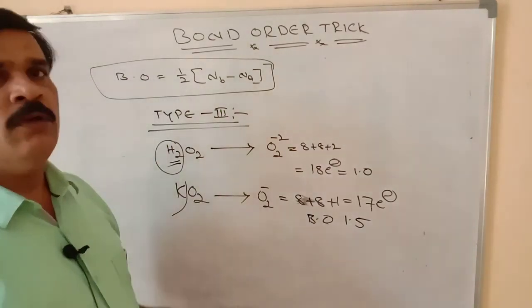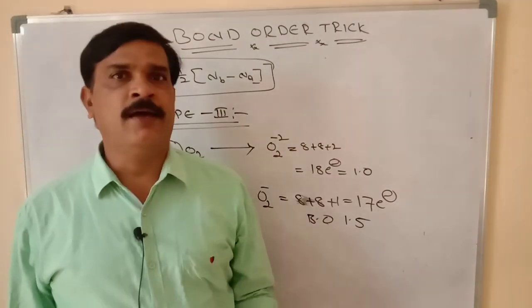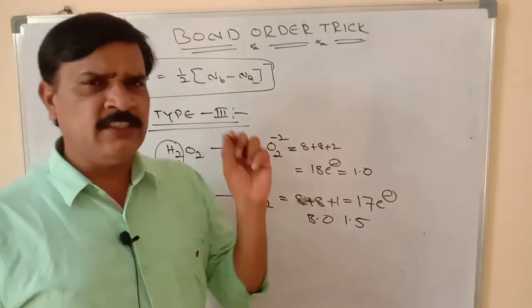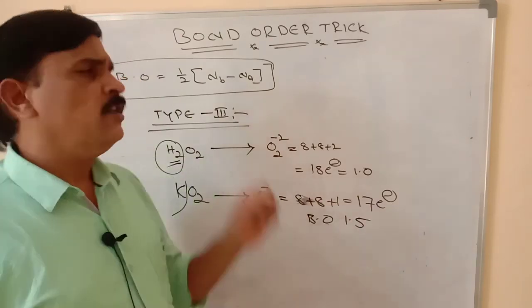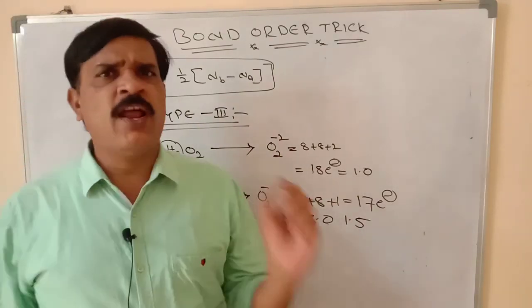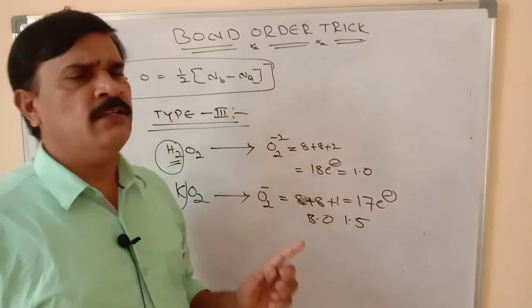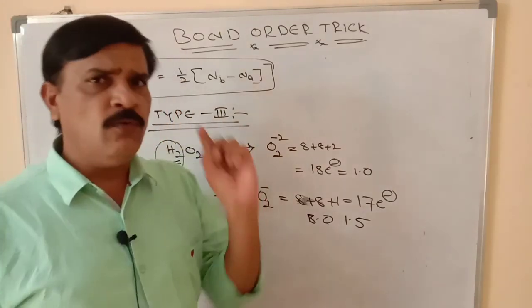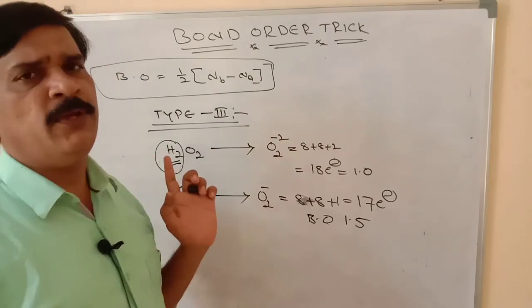So for the calculation of bond order I have given the type 1, type 2, and type 3 tricks. This is very important, and we can get the answer within a fraction of a second. Please apply this trick in all competitive exams. You will get 100% benefit.